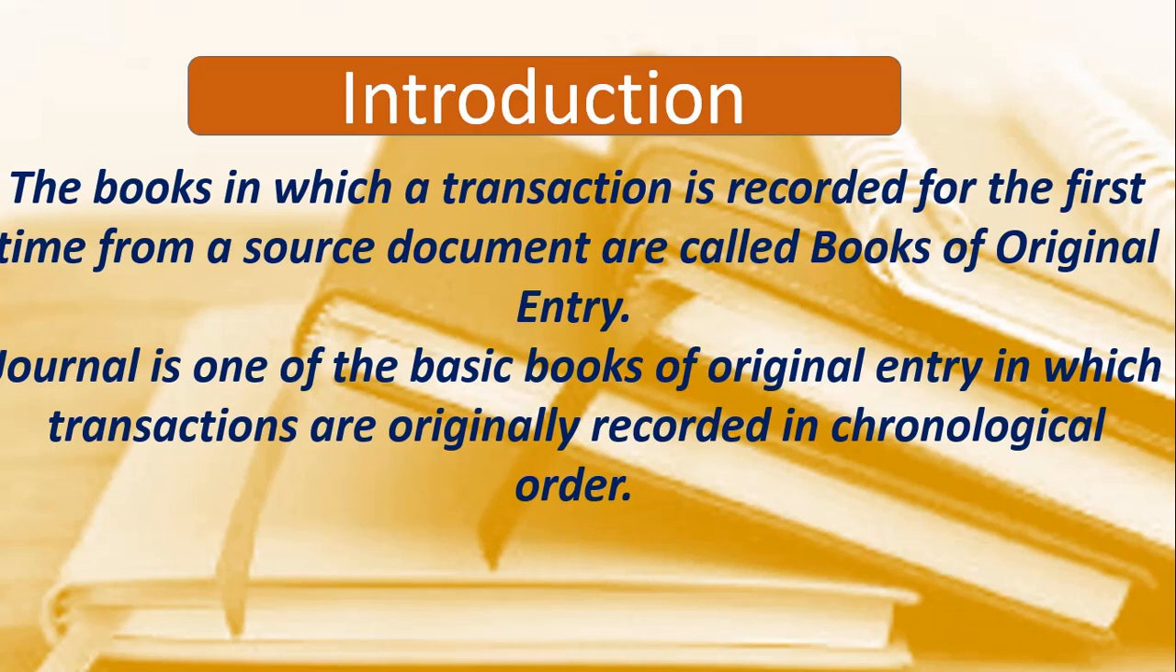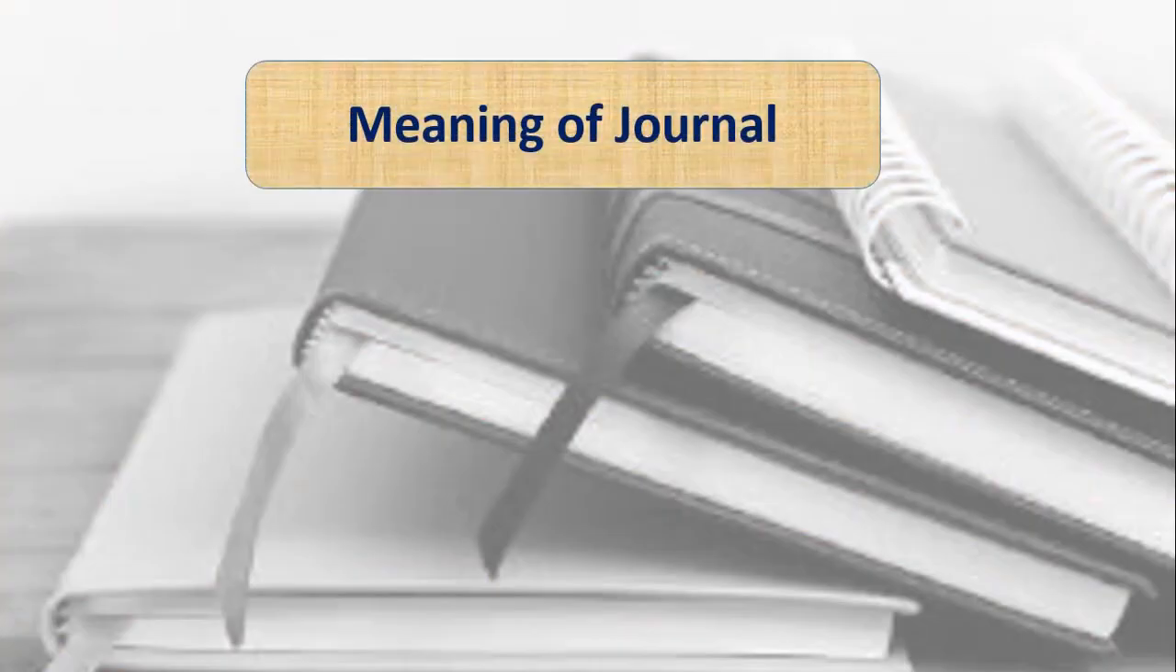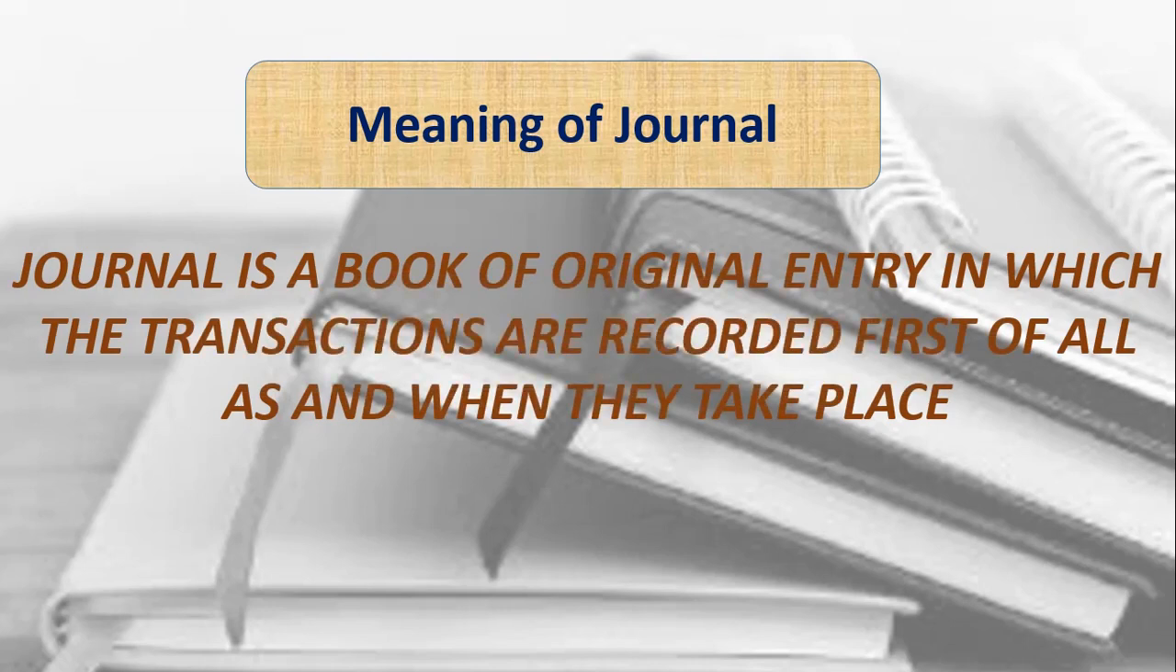Journal is one of the basic books of original entry in which transactions are originally recorded in chronological order. Chronological order means date-wise, on the basis of time. Now, what do you mean by journal? Journal is a book of original entry in which the transactions are recorded first of all as and when they take place.